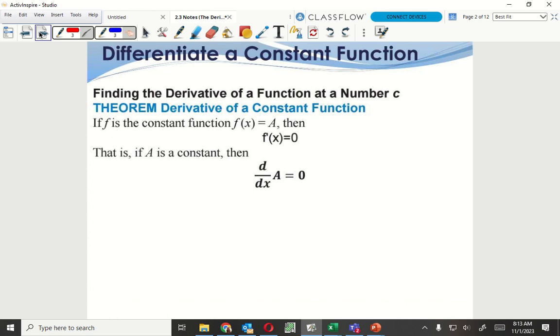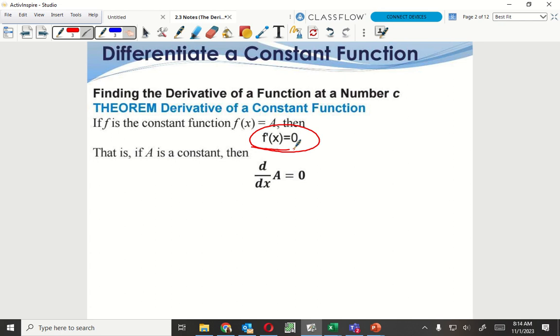Okay, if it's a constant function, now, what does the word constant mean? No variable. If there's no variable, so there's no x, it's constant. It's just a number. The derivative of a constant is 0. So if there's no variable, my derivative comes out to be 0. There we go.